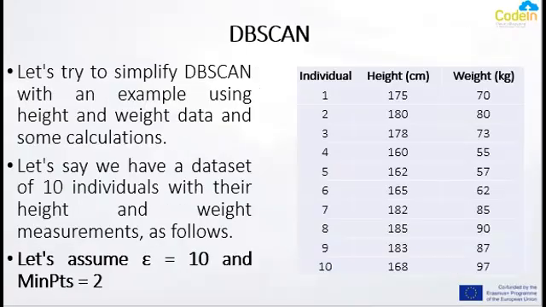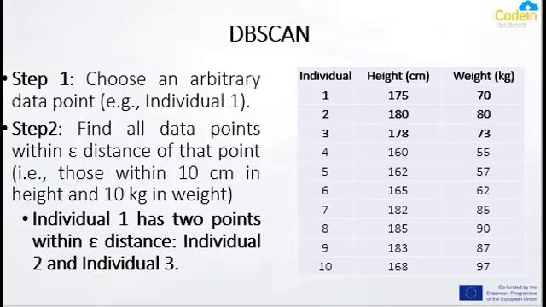Let's try to simplify DBSCAN with an example using height and weight data and some calculations. Let's say we have a data set of 10 individuals with their height and weight measurements as follows. To apply DBSCAN to this data set, we first need to set the values for epsilon and minimum points. Let's assume epsilon equals 10 and minimum points equals 2 for this example.